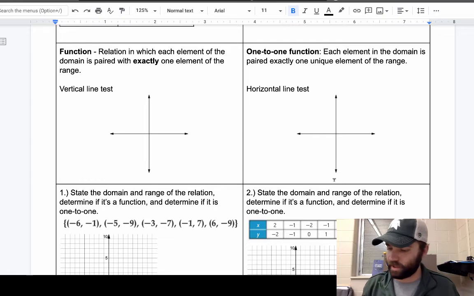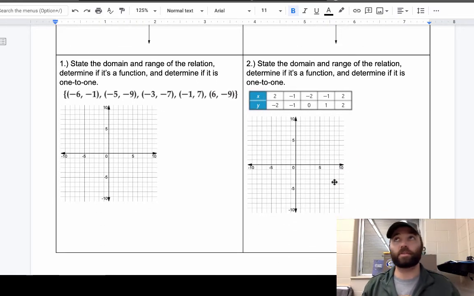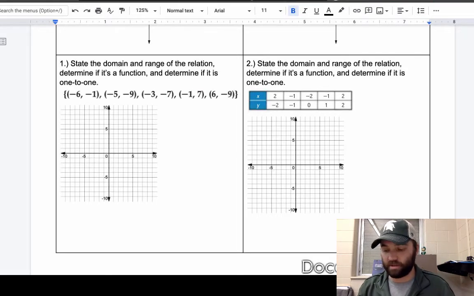Let's identify the domain and the range. Now, the domain and range of a relation is what I've already talked about. So the domain is the x values in the relation, and the range is the y values. If I give you a set of points, then you can quickly identify what the domain and range is just by listing out the x's and the y's.